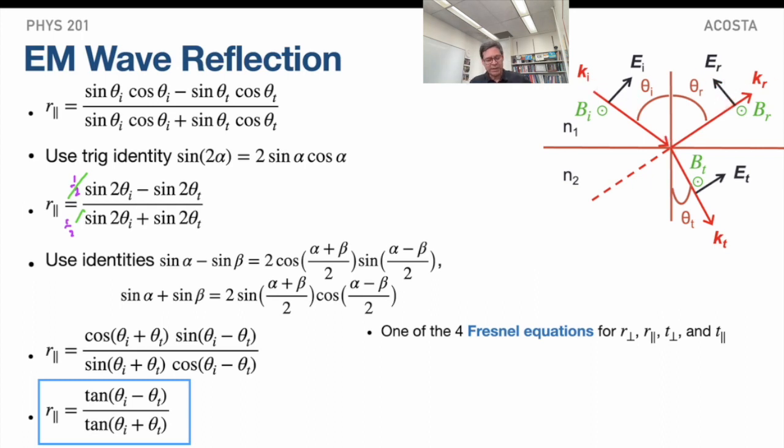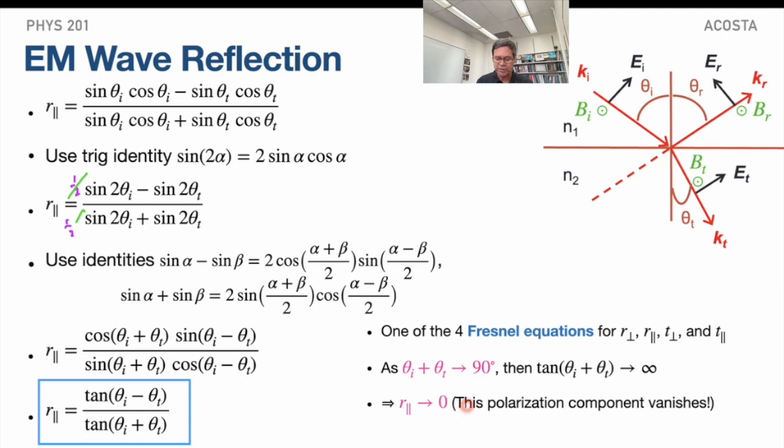And what I'd like to point out is that because of this tangent in the denominator of the expression, tangent of theta I plus theta t, if theta I plus theta t becomes 90 degrees, I have the tangent of 90 degrees. That's equivalent to the sine of 90 degrees over the cosine of 90 degrees. That's 1 over 0, which becomes infinite, of course. So the tangent as this approaches 90 degrees becomes infinite. So infinite in the denominator of my expression for r parallel means that r parallel is going to 0.